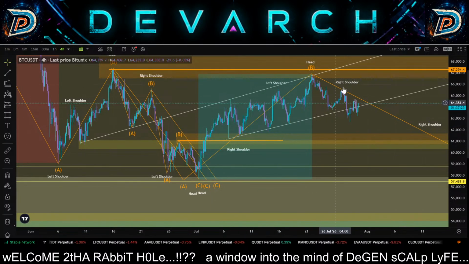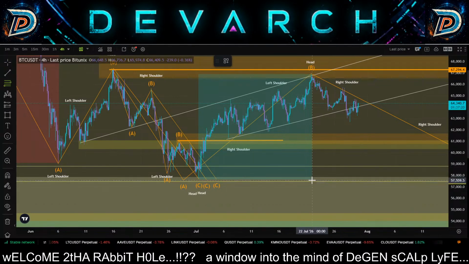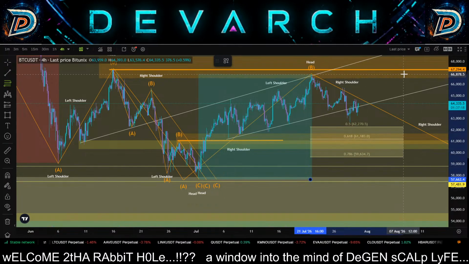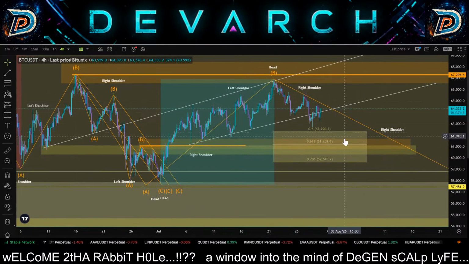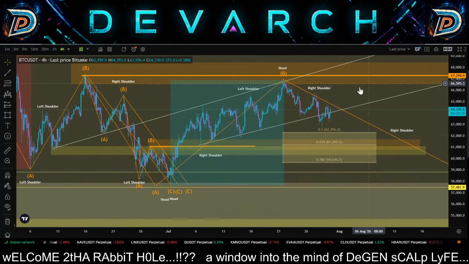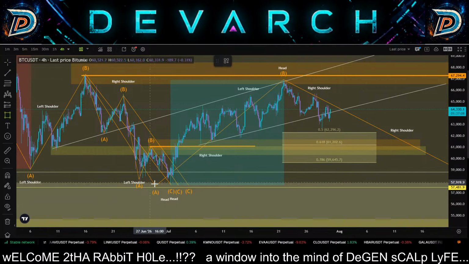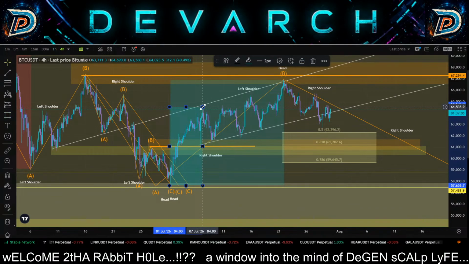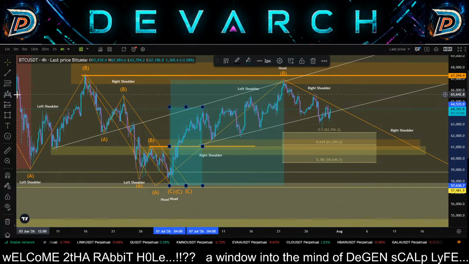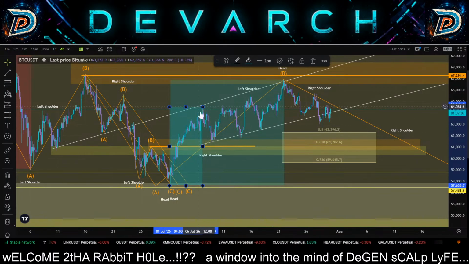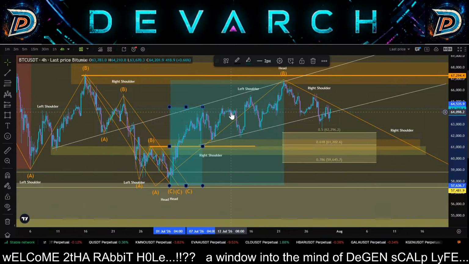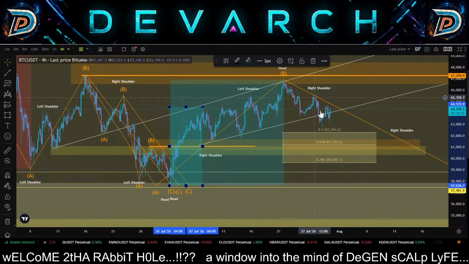And for a wave 2, this is important, a wave 2 of an impulse needs to have a full 3 wave correction. So for example, this can't be the wave 1 because there is no 3 wave correction here, okay? And same with here, 1 wave. Same with here, it's really only 1 wave. But here we have a 3 wave correction.